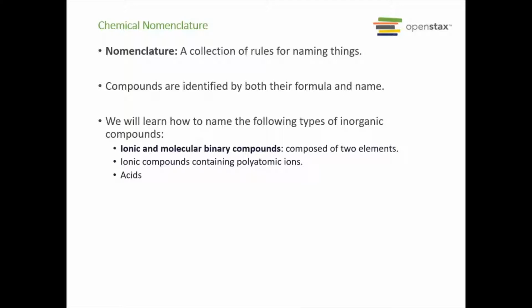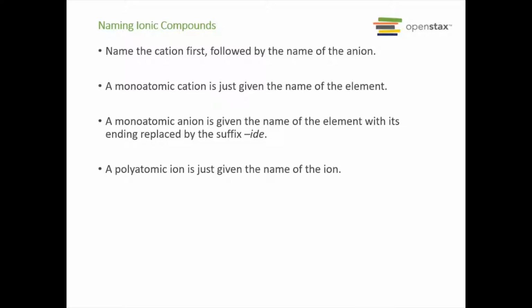And compounds are identified by both their formula and by their name. So we're going to talk about how to name ionic and molecular binary compounds, which means composed of two elements, ionic compounds containing polyatomic ions, and acids. So ionic compounds, regular ionic compounds. Right now we're focusing on ionic compounds in the main group. We will talk about transition metals in a slide or two.